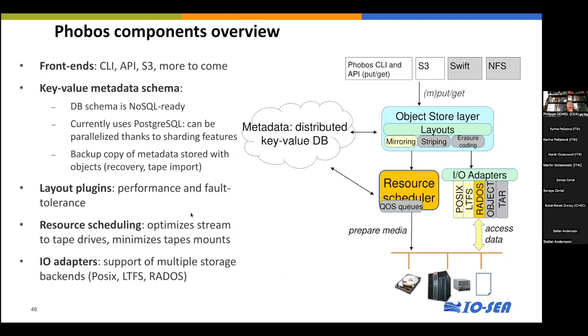Phobos components rely on a NoSQL database. They rely on I/O adapters, so POSIX, LTFS, Redis, which are gateways to the storage. And at the top, you have this object store layer, which itself provides various interfaces via Swift, via Phobos, and via NFS. The interface via NFS is partly part of the IOC development.